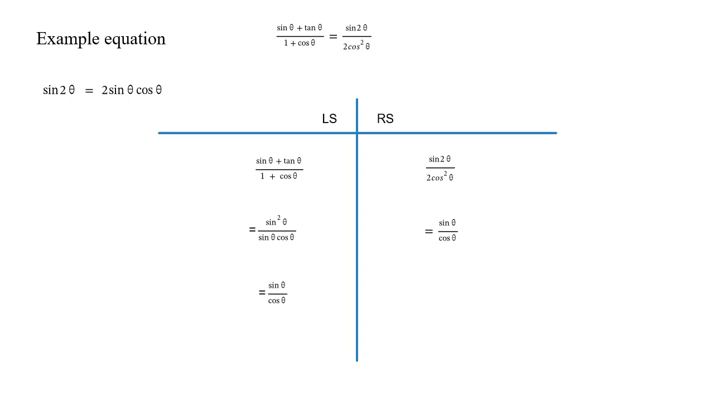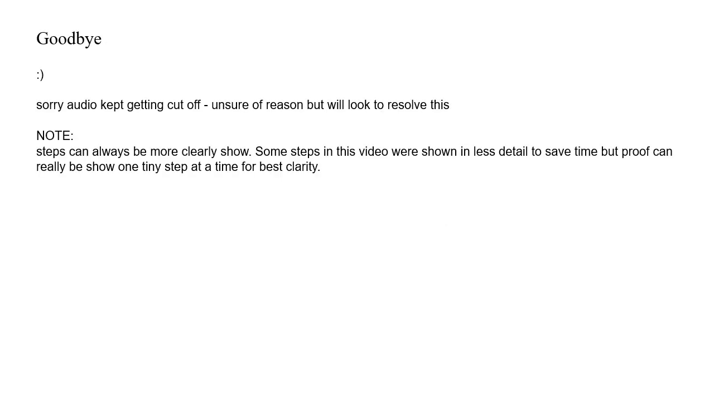And so now, on the left side here, we have sine theta divided by cosine theta, and on the right side, we still have sine theta divided by cosine theta. So we can see now the left side is equal to the right side. Therefore, the original equation must be true. So this identity has been proven. And that is a general overview of how to do a trig proof. That is all. Have a good day.